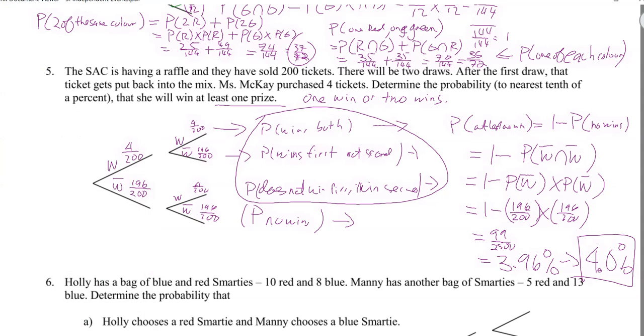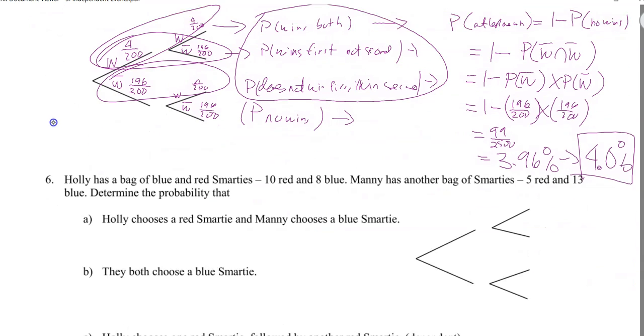So even if you work it out the long way, this plus this plus this, which are the ones where she won both, won the first but not the second, won the second but not the first, which is at least 1 win, still 4%.